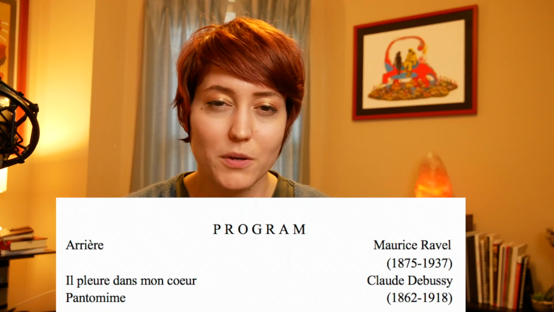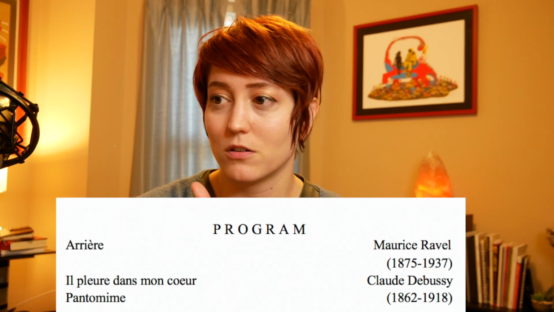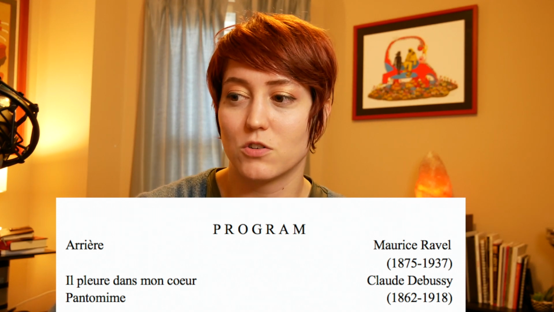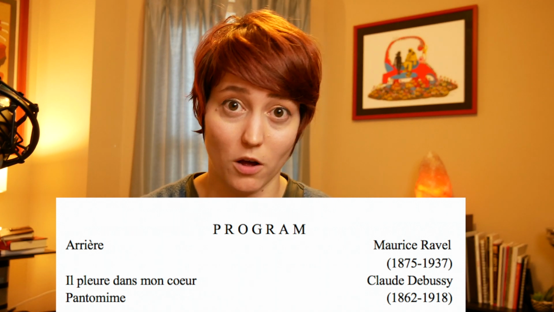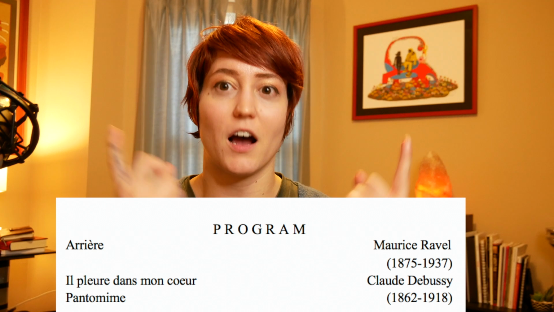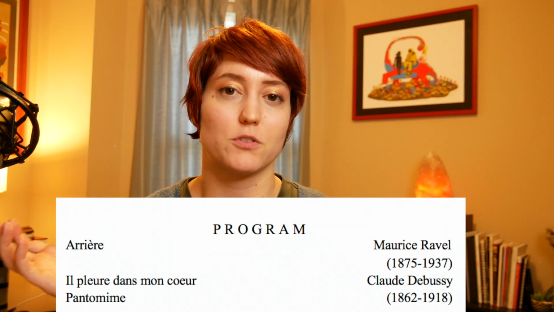So there were 3 pieces in the beginning set. The fiery song, the Il pleut dans mon cœur, which is like the sad kind of introspective song, and then Pantomime, which was also a Debussy song as well. So 3 French pieces, they tie together with one theme, but they all have different kind of musical landscapes.